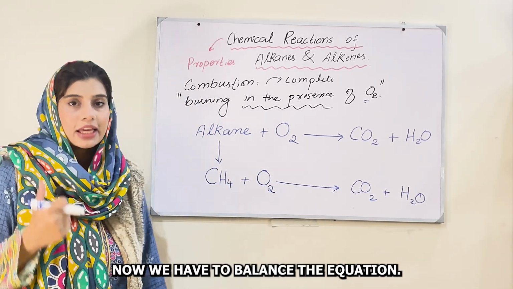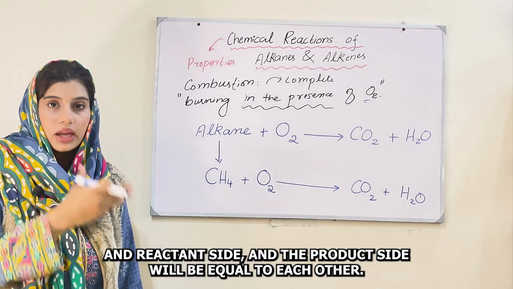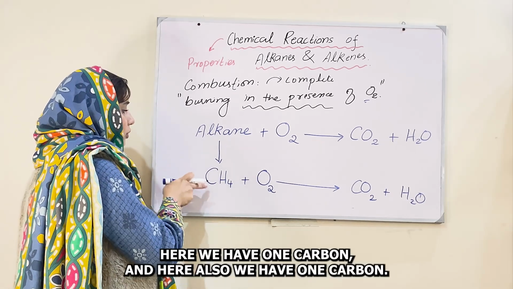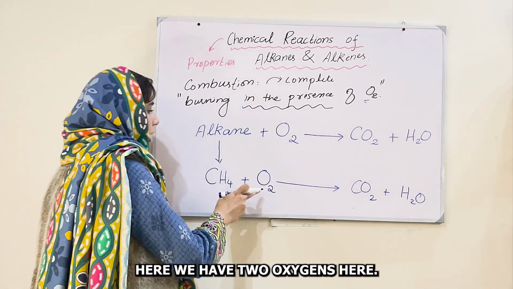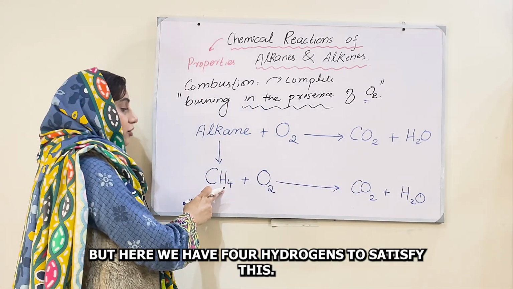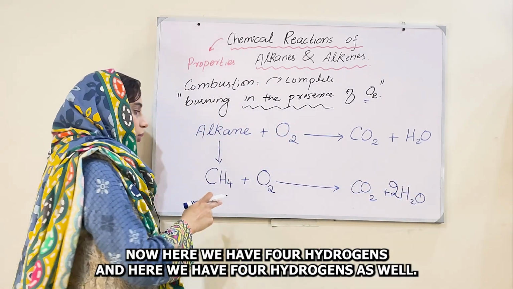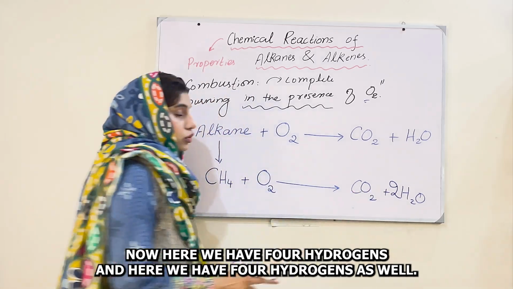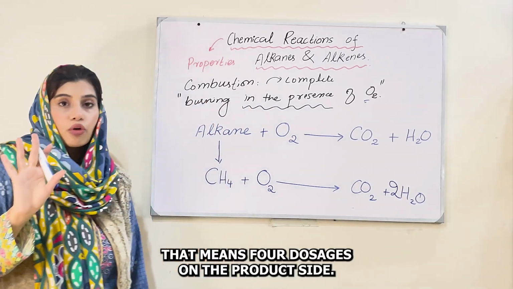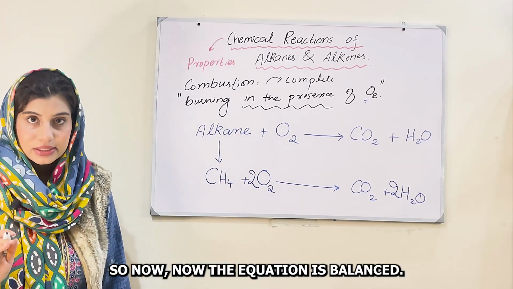Now we have to balance the equation. Balance means the number of atoms on the reactant side and the product side will be equal to each other. For example, here we have one carbon and here also we have one carbon. Here we have two oxygens, and here we also have two oxygens. Here we have two hydrogens, but here we have four hydrogens. To satisfy this, we are going to add 2 here. Now here we have 4 hydrogens and here we have 4 hydrogens as well. Here we have 2 oxygens and we have 2 oxygens, that means 4 oxygens on the product side. So we will add 2 here. So now the equation is balanced.